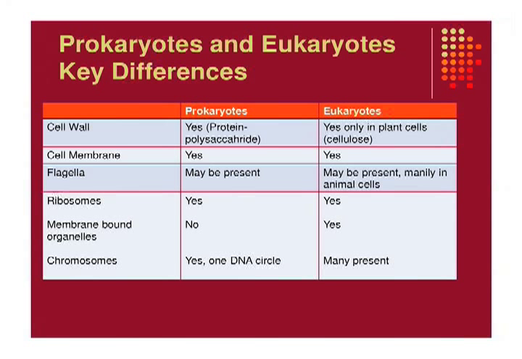They both have cell membranes. Both prokaryotes and eukaryotes have ribosomes. However, prokaryotes do not have membrane-bound organelles, whereas eukaryotes do. And in terms of hereditary information, the prokaryotes contain one circular DNA, whereas eukaryotes may contain many.